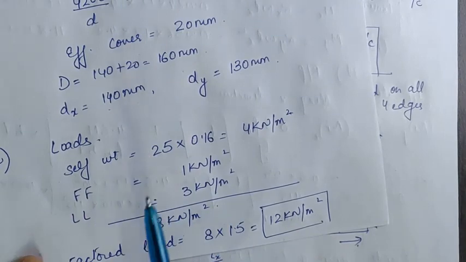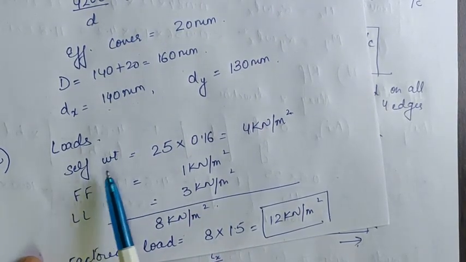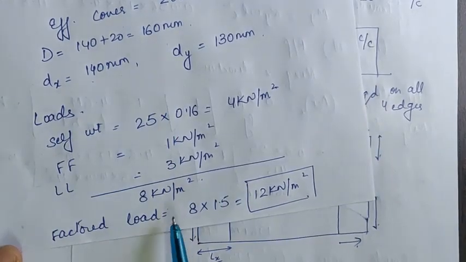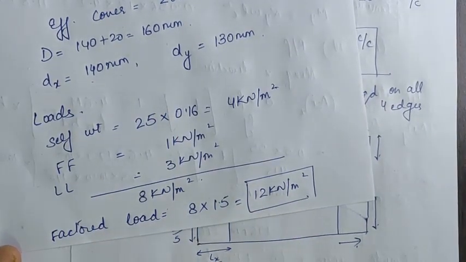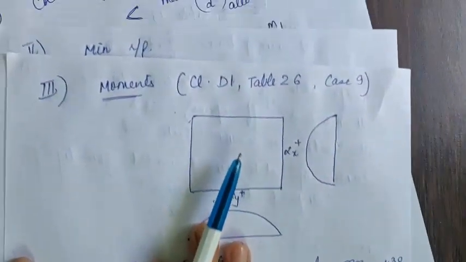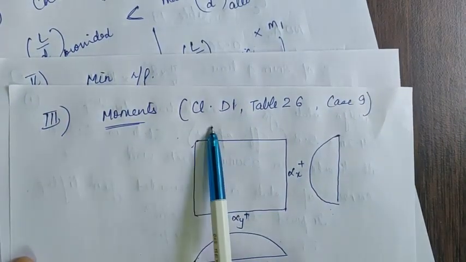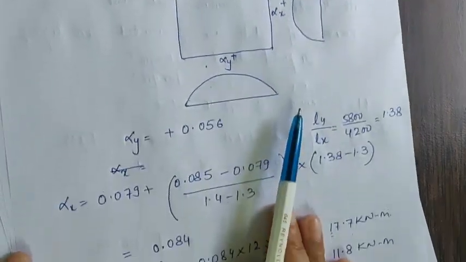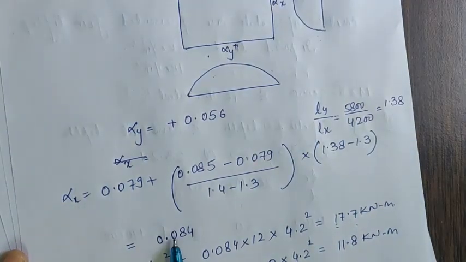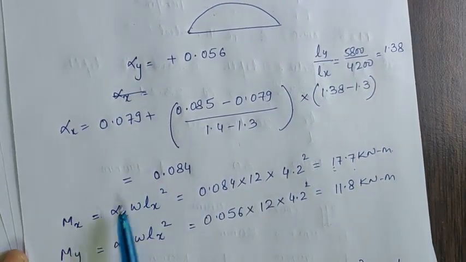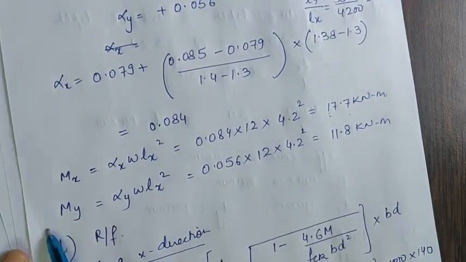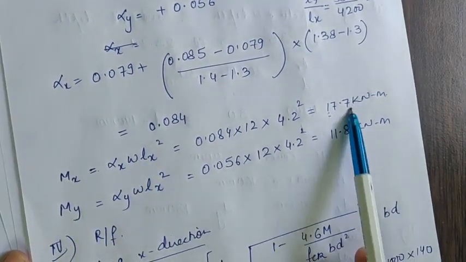Second step was calculation of loads. Loads included self-weight, floor finish, live load. We factored the load, so the loads are 12 kilonewton per meter square. Third step is calculation of moments. Depending upon which case the system is belonging to, we took that case. From table 26, we took the moment coefficients alpha x and alpha y. And by using the moment coefficients, by using these two equations, we got the moments.